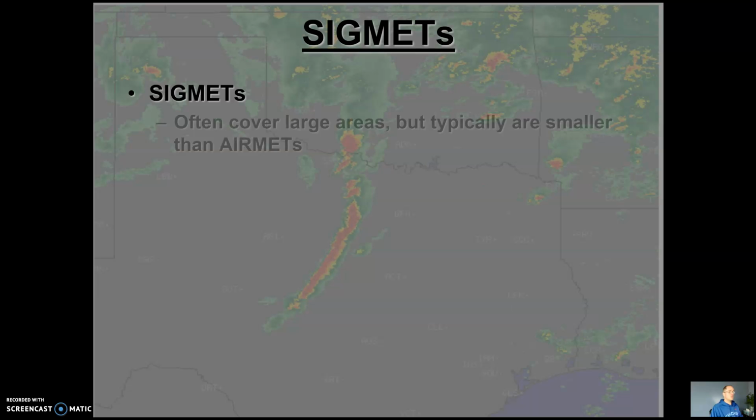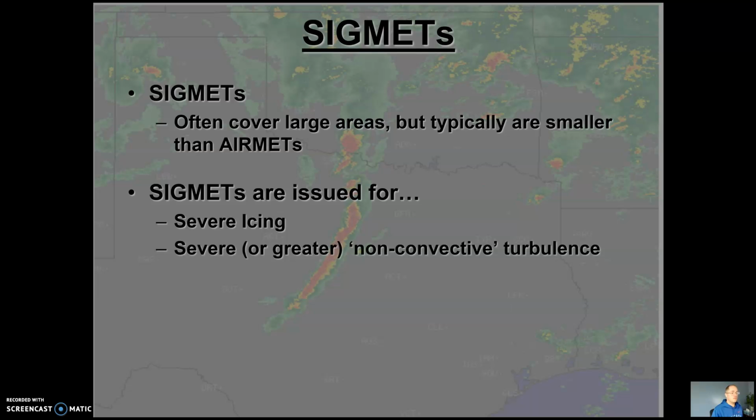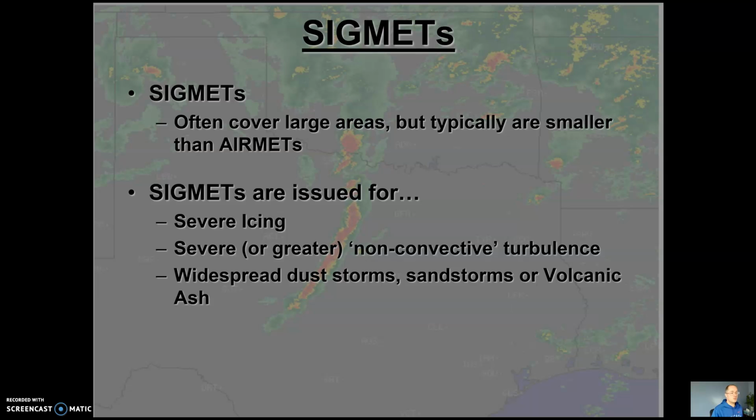Looking at SIGMETs, SIGMETs are going to oftentimes also cover large areas, but not nearly as large as the AIRMETs. And if you think about it, you probably have a large area with, say, moderate icing, but only a small component of that is going to have severe threats. And so we're going to really drill down pretty notably to get from our AIRMETs down to our SIGMETs. And so we can get these for severe icing, severe turbulence, and widespread dust storms, sandstorms, and volcanic ash.